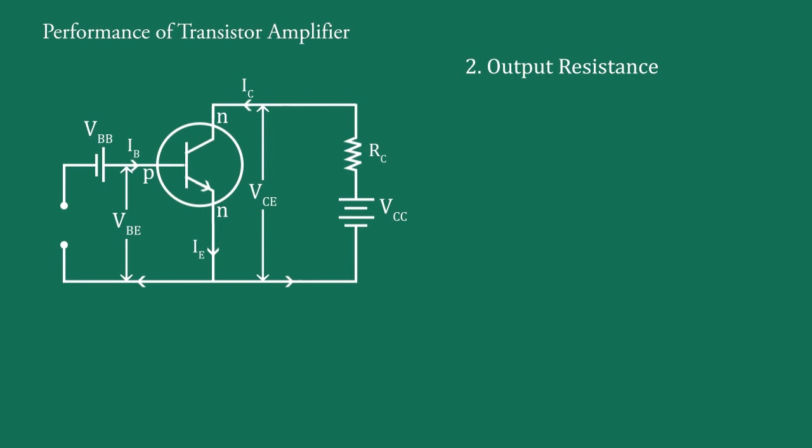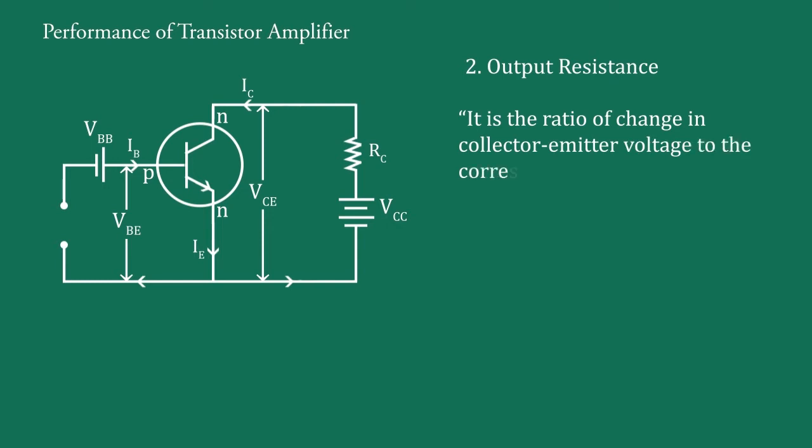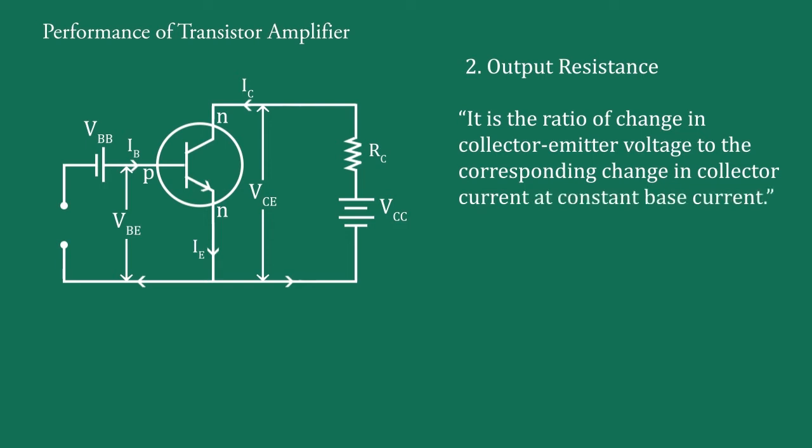Second, output resistance. It is the ratio of change in collector emitter voltage, that is delta VCE, to the corresponding change in collector current, that is delta IC, at constant base current. That is, output resistance RO equal to delta VCE upon delta IC at IB equal to constant. The value of output resistance is very high because the output circuit, that is collector base junction, is reverse biased.